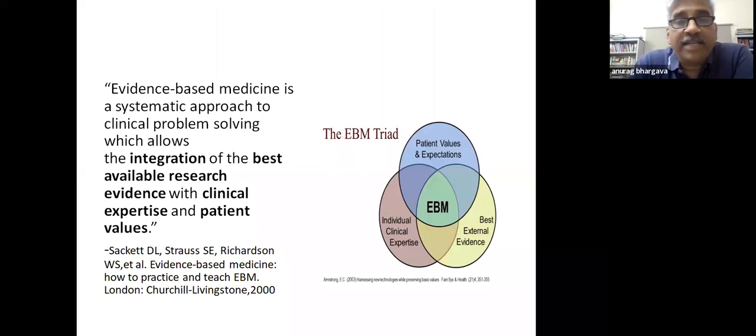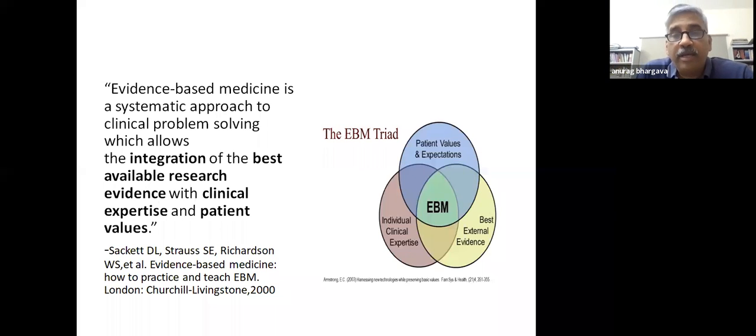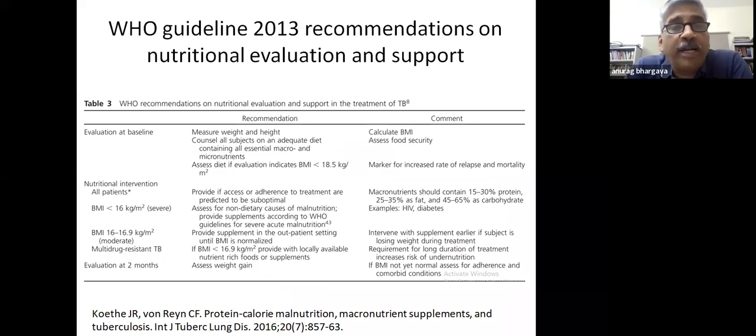Also, in all this evidence, we have never really elicited what patients feel and what their values and expectations are. And if you take that into account, the jury would be saying something different. Fortunately, the WHO took the Cochrane evidence into account, but made a pragmatic recommendation that nutritional assessment, counseling, and support are an integral part of TB care. However, the uptake of this globally has not been very good, but India is one of the countries where we adapted this guideline and recommended food support to all TB patients.